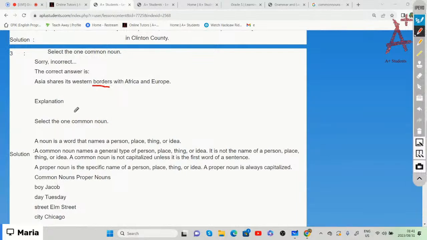Because remember, once you go to a different country, then we have borders that separate one country from the other country. And that is why we need a passport, right? And so borders is a common noun. And if we were to select the proper nouns within that sentence, we would say the proper nouns are Asia, Africa, and Europe. But in this case, we just had to select the common noun, which is borders, which means that it can be any border. They're specifically talking about the western borders.